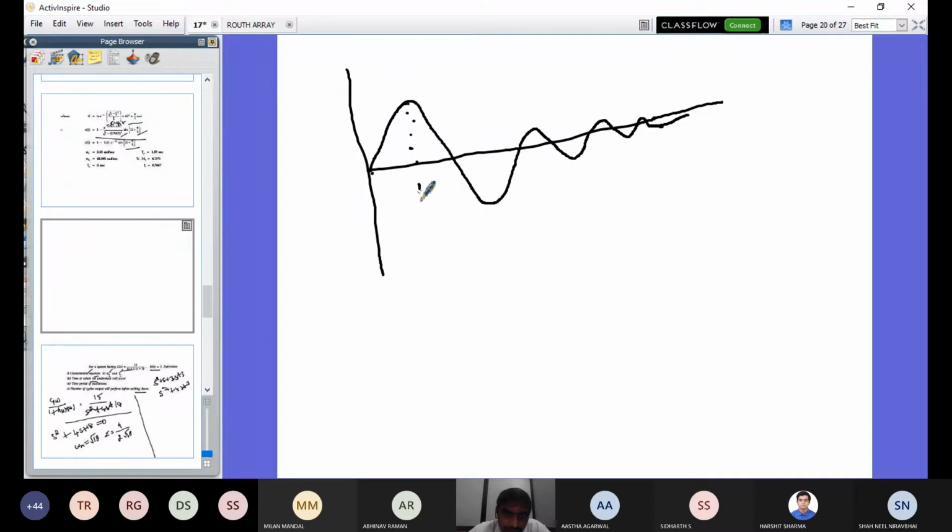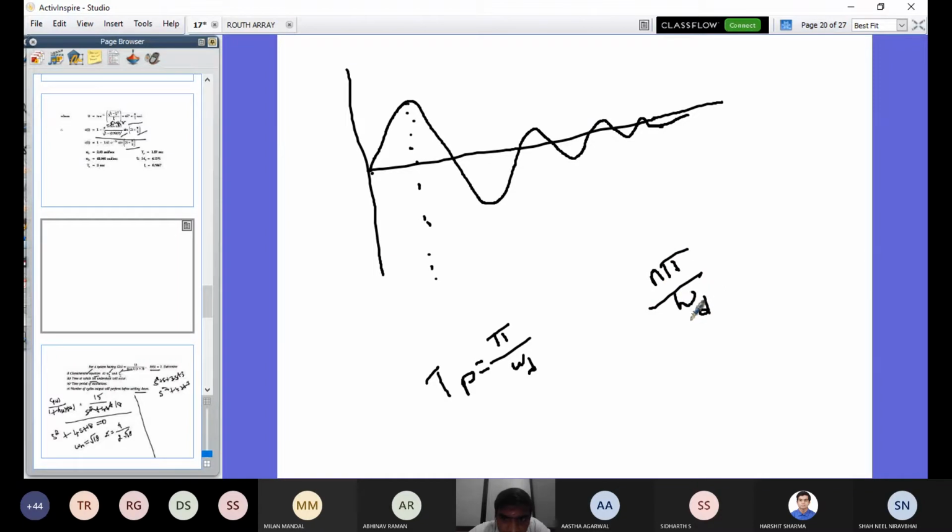Okay. How do we calculate it? How do we calculate peak time? What is the equation for peak time? So pi by omega d. Pi by omega d. Any doubt in that? This is called the peak time, TP. So the general equation to determine peak overshoot or peak undershoot is n into pi by omega d.